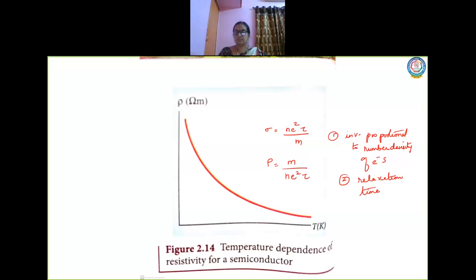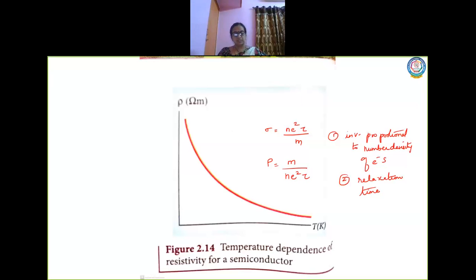Substitute the values, simply direct substitution. Alpha is equal to 1 by R0 times del R by del T. When you substitute the values, you will get the temperature coefficient of resistance to be 0.0296 per degree Celsius. So these are the two problems.